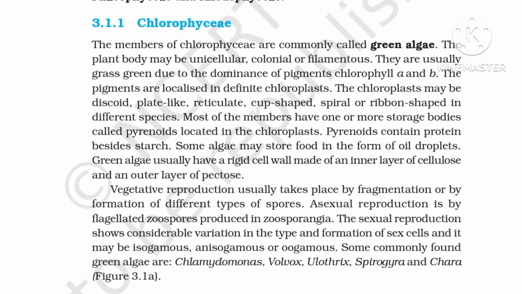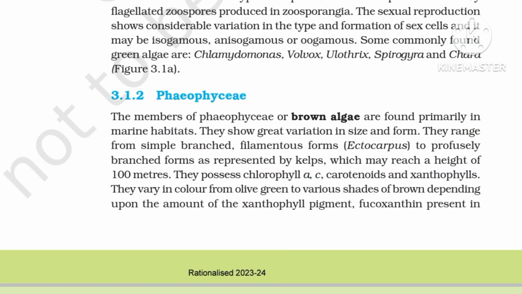Vegetative reproduction usually takes place by fragmentation. Asexual reproduction is by the formation of different types of spores, such as flagellated zoospores produced in zoosporangia. The sexual reproduction shows considerable variation in the type and formation of sex cells, and it may be isogamous, anisogamous, or oogamous. Some commonly found green algae are Chlamydomonas, Volvox, Ulothrix, Spirogyra, and Chara.